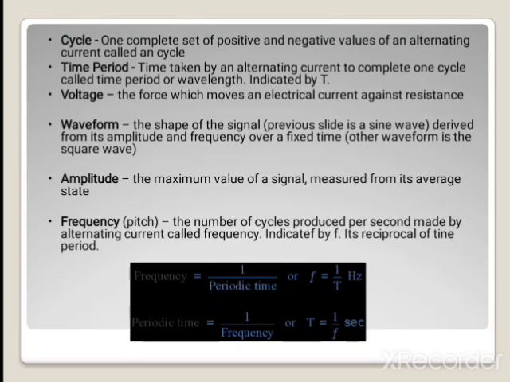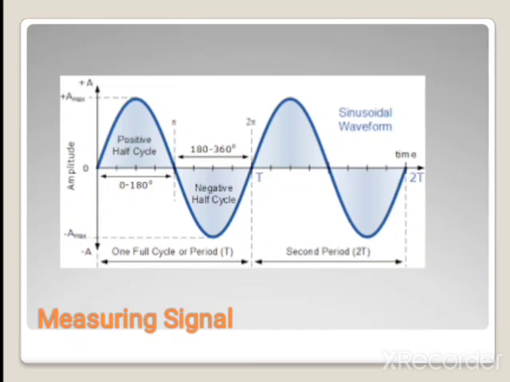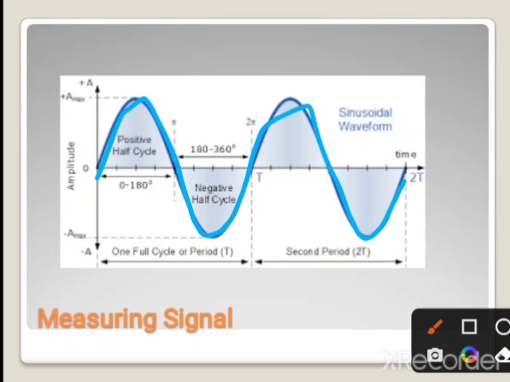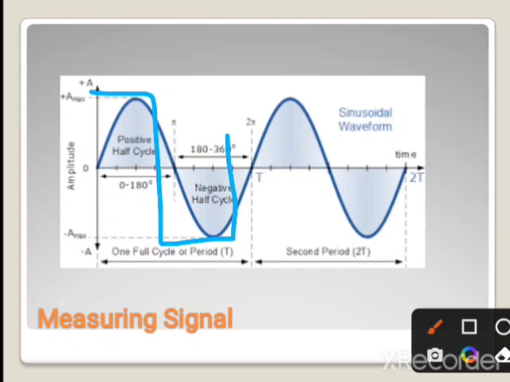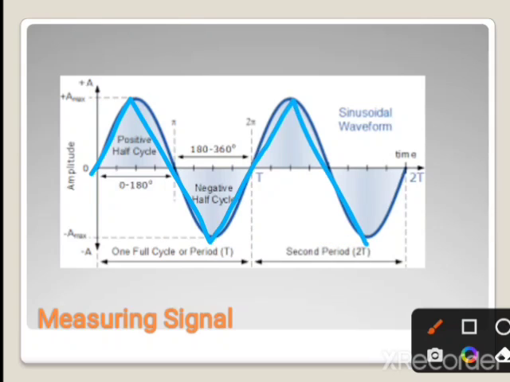Then now what is waveform? Waveform is nothing but the shape of a signal derived from its amplitude and frequency over a fixed time. Earlier we have just seen that this is the sine wave, or sinusoidal waveform. Then this is your step input, and this is your triangular wave. These are called waveforms. It is nothing but the shape of your signal.